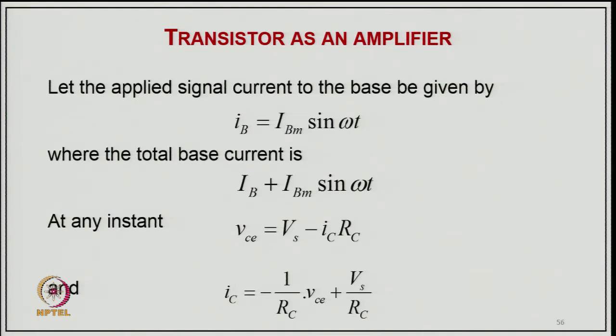So, let the applied signal be, as an approximation, an AC signal. Of course, it can be a time varying signal, but let us consider iB equal to IBM sin omega t, where the total base current will now be IB, the bias current which we found because of the RB resistance connected from the supply, plus IBM sin omega t. At any instant VCE will be Vs minus IC RC, that is the drop because of the AC current coming into your collector resistance. So IC will be minus VCE by RC plus Vs upon RC.